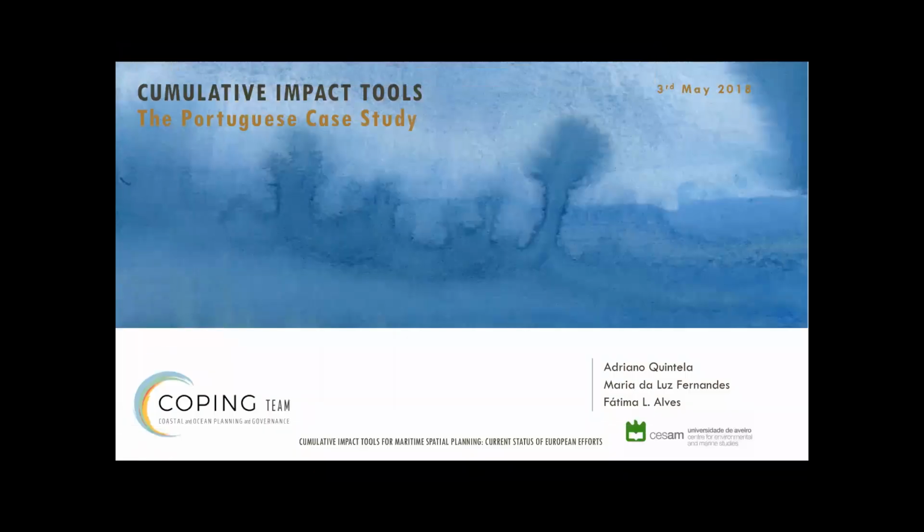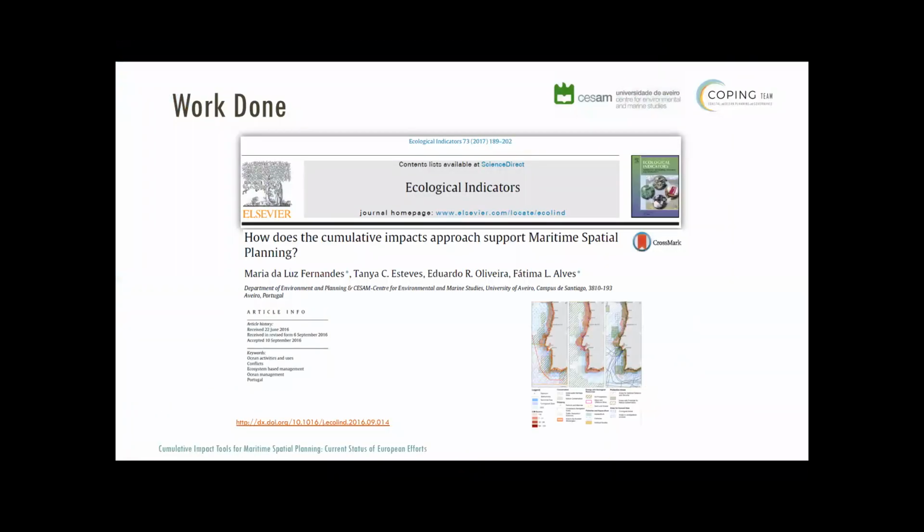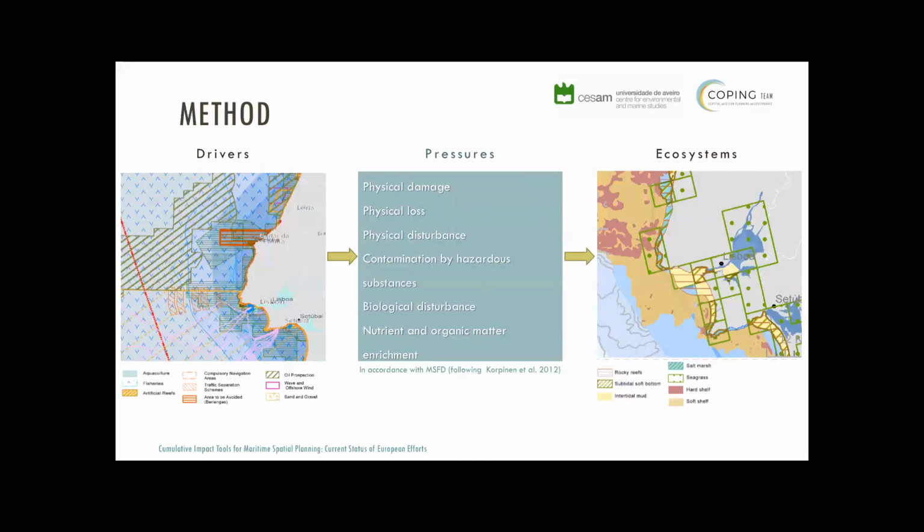Hello everyone. I would like to welcome all the participants. We are going to present a Portuguese case study together with Adriano. So this work was developed as part of the PhD project I'm doing, and a paper emerged from this study back in 2017. As we know, human activities and uses cause multiple pressures on ecosystems, and these pressures may produce multiple adverse effects, or as you can call it, impacts. These may have various degrees depending on the species and the habitats they impact, and they can act cumulatively.